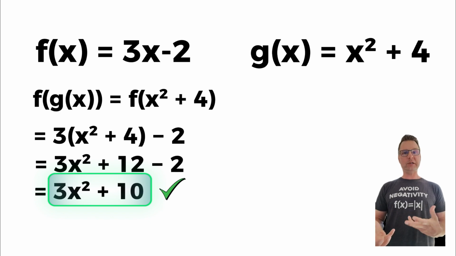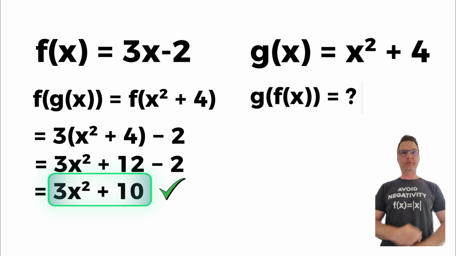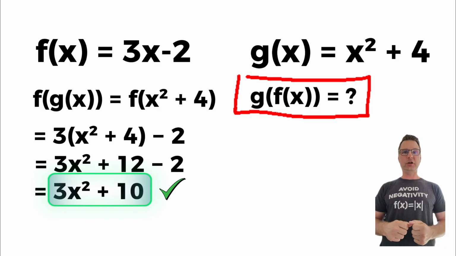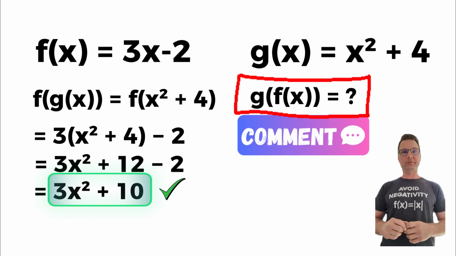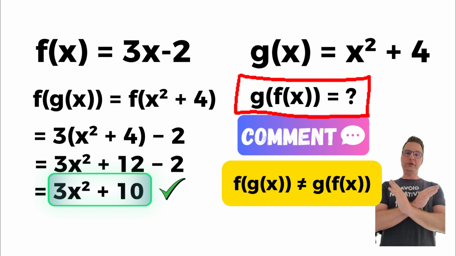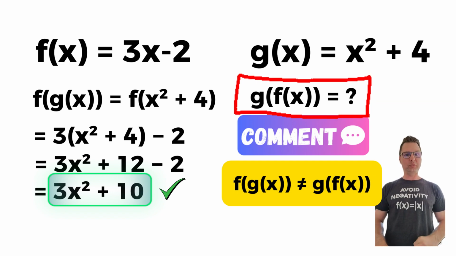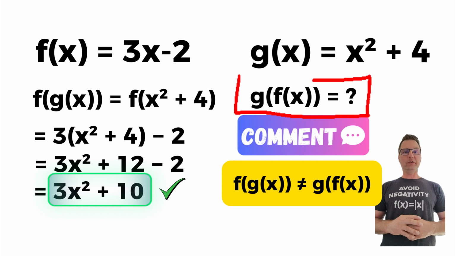Now let's try something interesting. What happens if we reverse the order? Try finding g of f of x. Pause the video and see if you can do it. But be careful. f of g of x is not equal to g of f of x, generally speaking. Composition depends on the order.